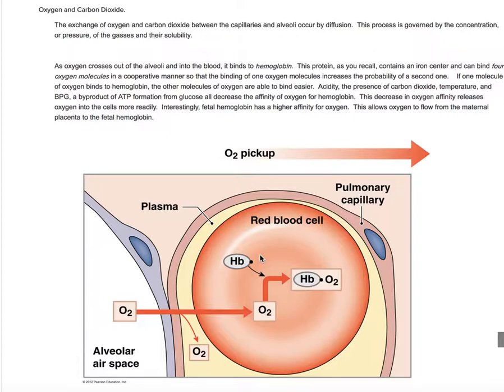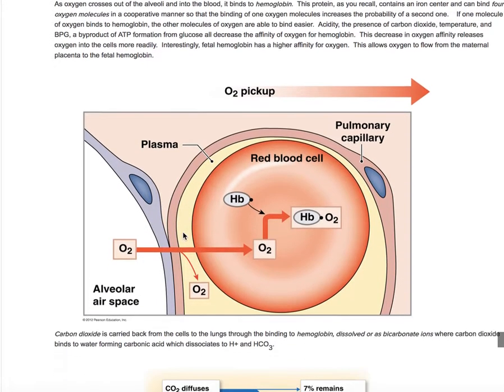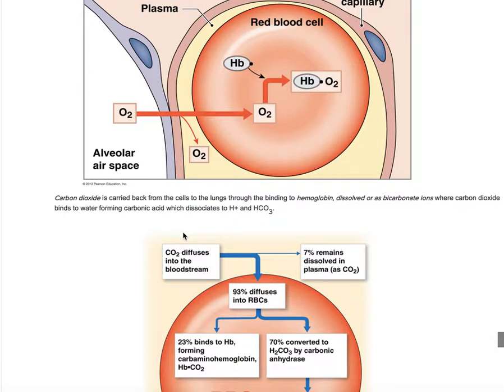So it's pretty cool. It's really a nice system. And it's also cooperatively released. So once one oxygen is released, the other three are easily released as well. Okay, and then it circles back to the lungs again and picks up more oxygen. So that's how oxygen is transported in the blood.